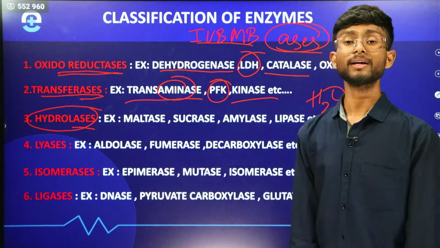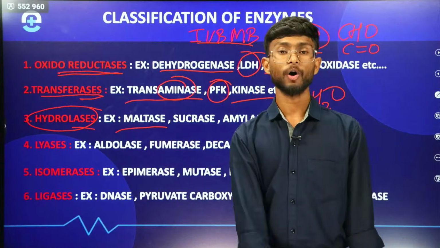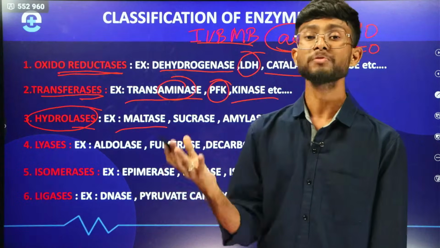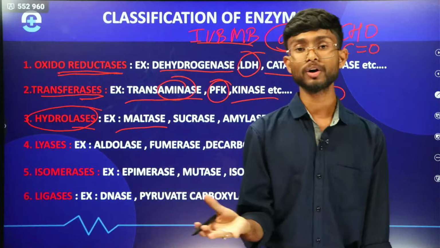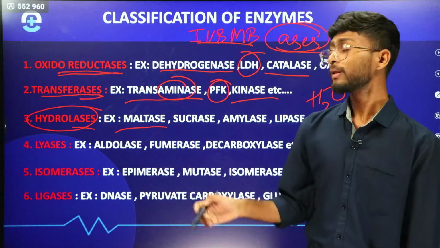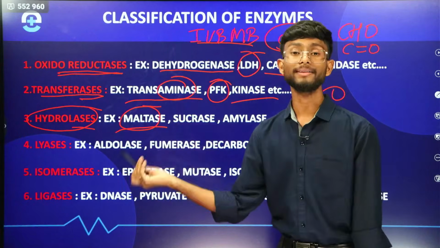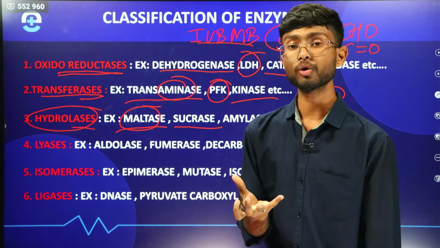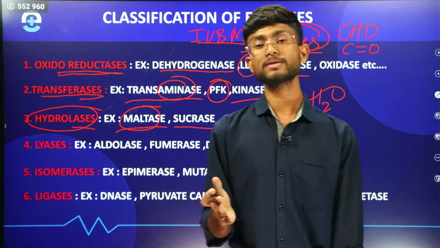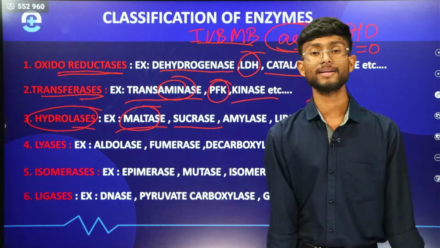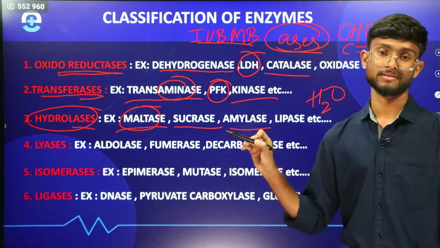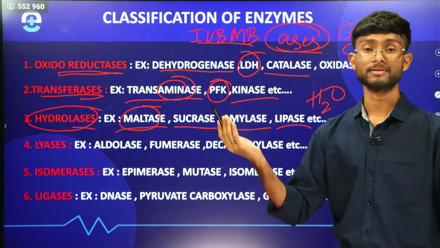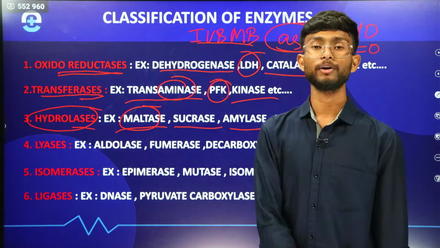Okay, example, that is maltase. The maltose sugar has its bond broken down by the enzyme called maltase. And sucrase: the sucrose compound is broken down by the sucrase enzyme. And amylase enzyme, lipase, these all are examples of hydrolases.